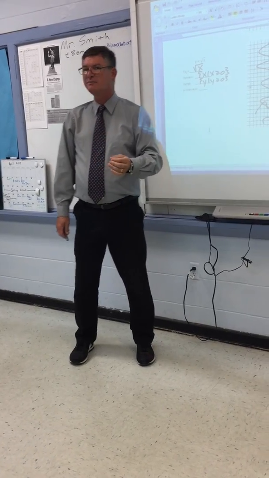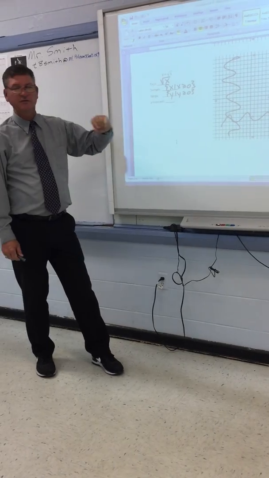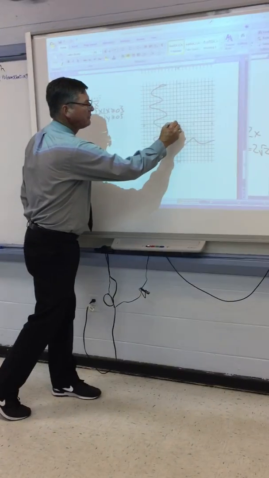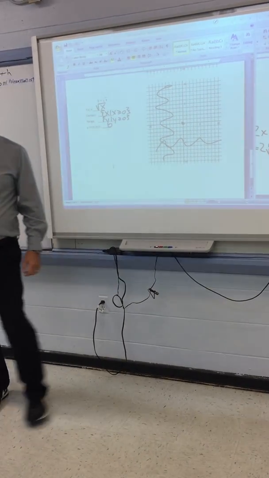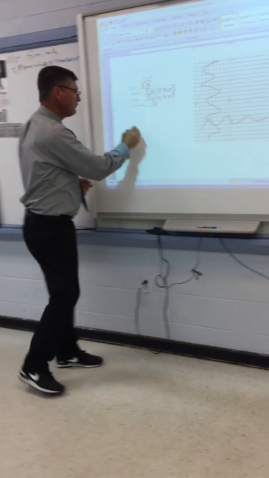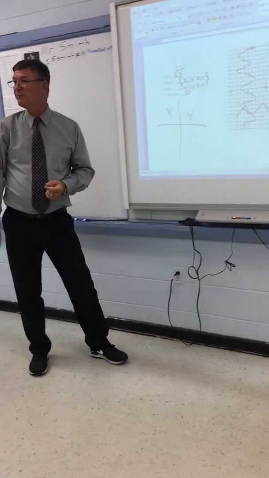Y-intercept. As we've seen many times in all of our functions, the y-intercept happens when x equals 0. So we plug 0 in for x. The square root of 0 is 0. And that becomes our first point. We can then use a set of ordered pairs to determine some of the other points.